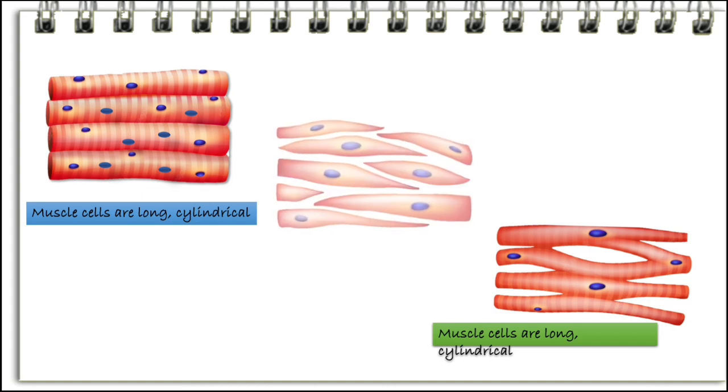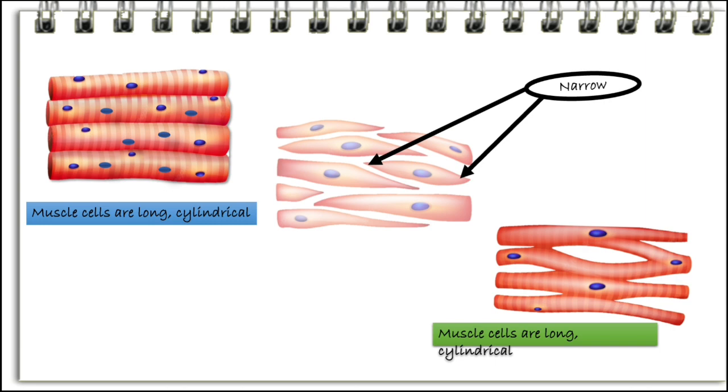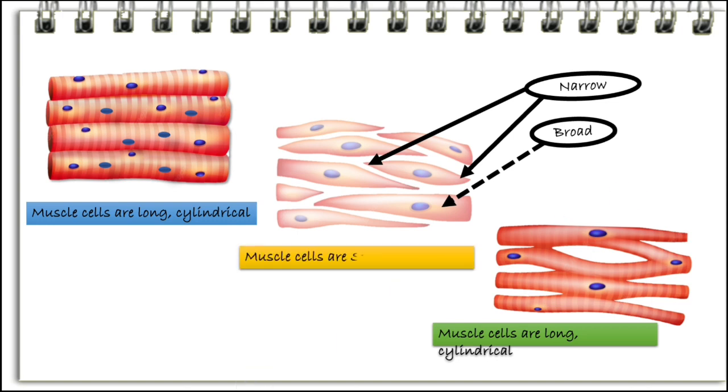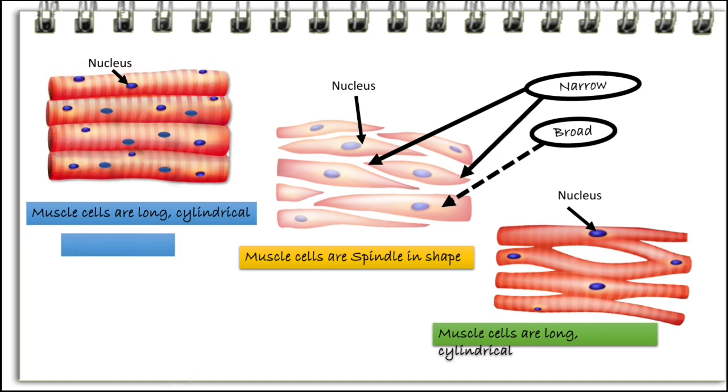Okay, if we focus on this non-striated muscle tissue, what is the difference over here? Yes, these tissues have narrow ending and they are broad in the middle. Such a shape is known as spindle shape. So these muscle cells are spindle in shape. Is there any more similarity in them? You can see there is a blue color dot in all these muscle cells. What is that blue color dot actually representing? Nucleus. Here there is one nucleus, here also there is one nucleus in one cell, and here in one muscle cell there are many nuclei. So this one is multinucleated, and these two are uninucleated. There is a single nucleus present in their cell.